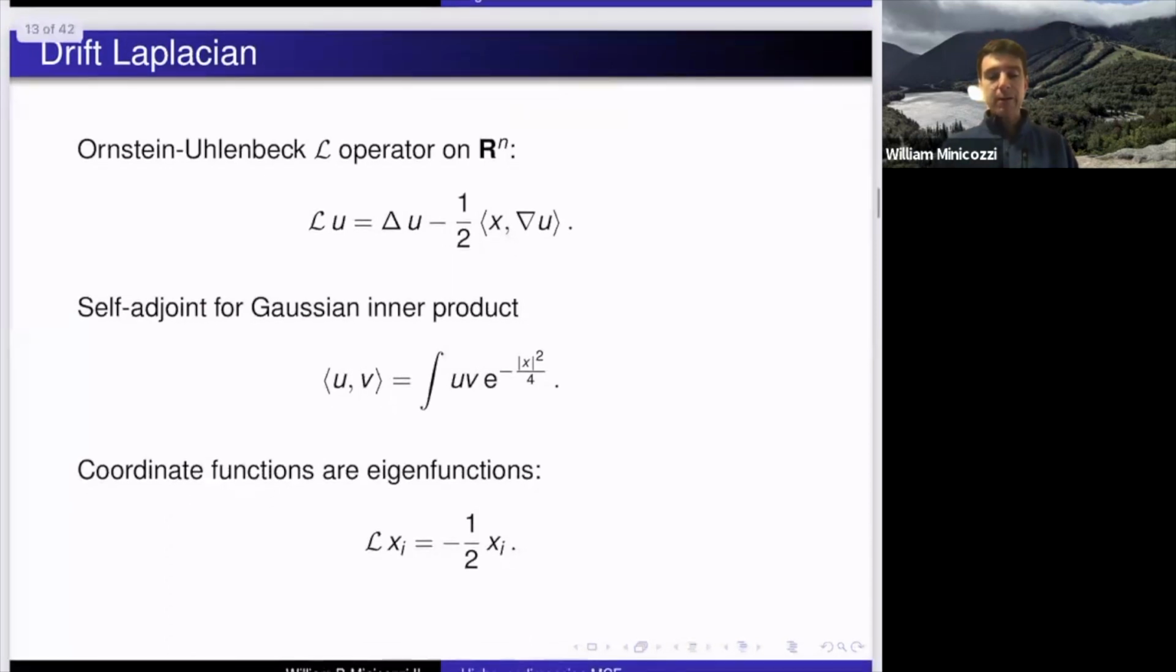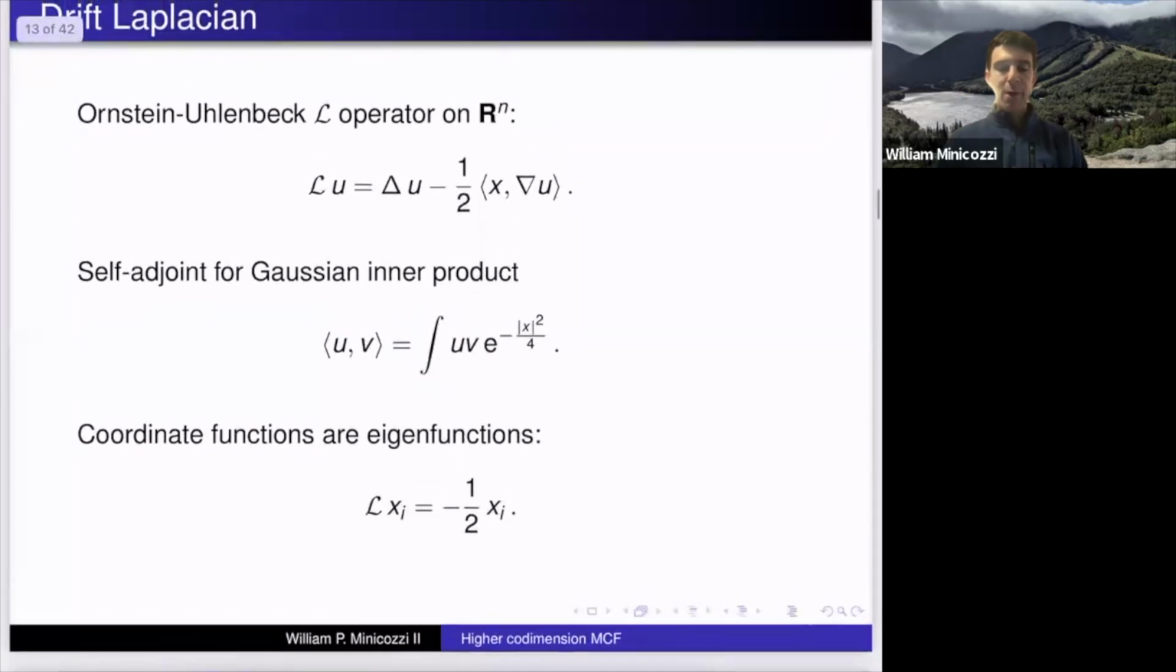This is the operator that is self-adjoint for this Gaussian inner product. So if I use a weighted L2 inner product where I weight by the Gaussian, and in fact, the coordinate functions with respect to this operator are eigenfunctions with eigenvalue a half.